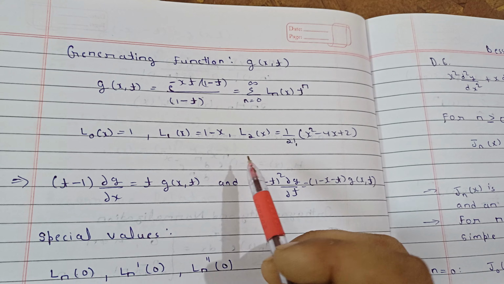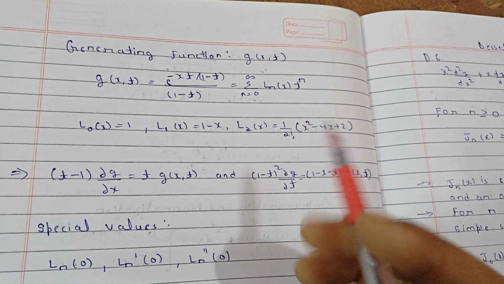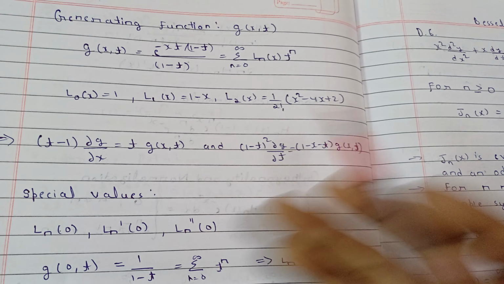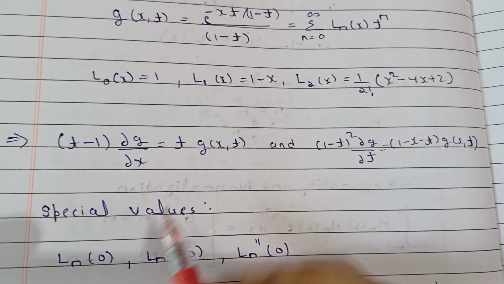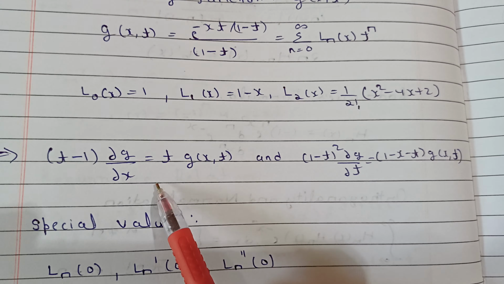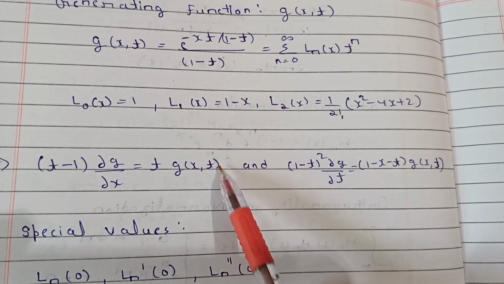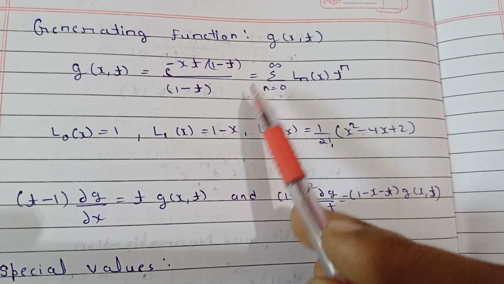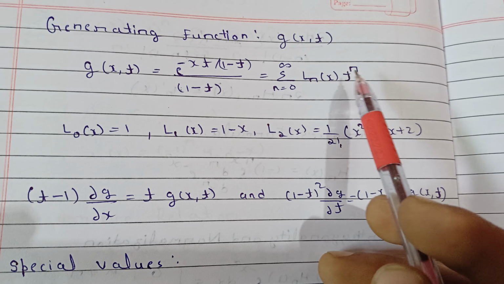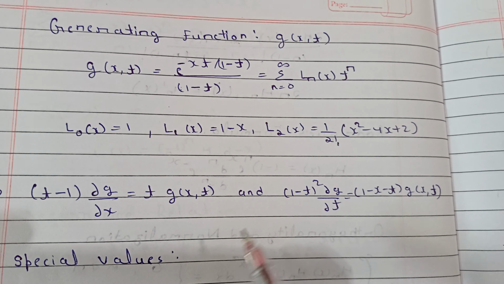Now we can see some recurrence relations based on them. So you must remember this. This is what you get when you differentiate g with respect to x or t. So these are the two relations you can use. In place of g(x,t), you can directly substitute this expression, and when you differentiate, it will give you L_n'(x) t^n and so on. That's how you can find all the recurrence relations.